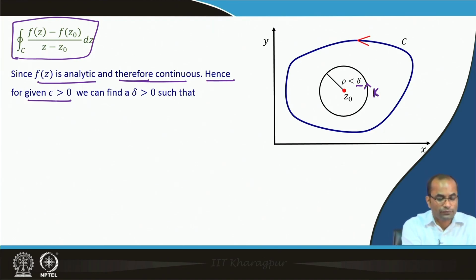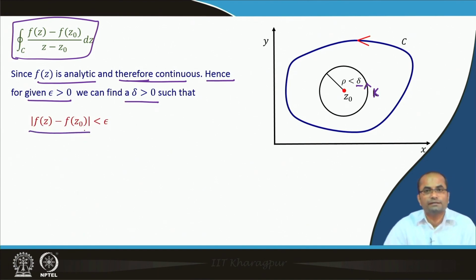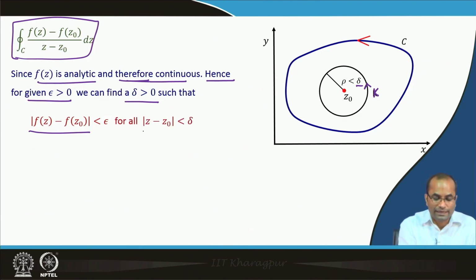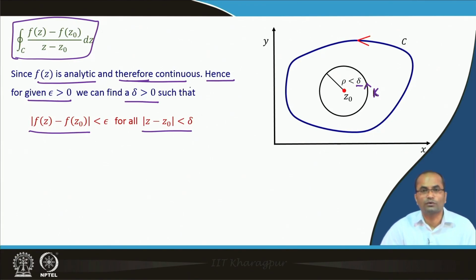So, for a given epsilon we can always find a delta such that the difference |f(z) minus f(z0)| is less than epsilon for any z in this disk, |z minus z0| less than delta. These epsilon and delta are from the definition of continuity, since f(z) is continuous. So, for any given epsilon we can always find a delta such that this relation holds.